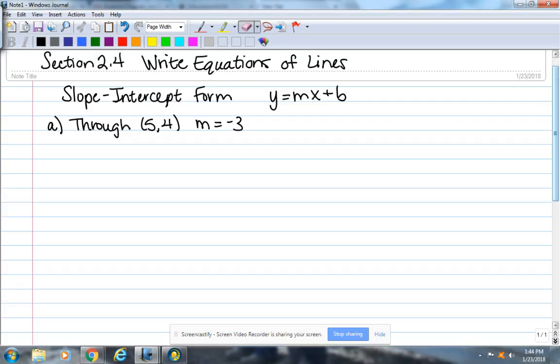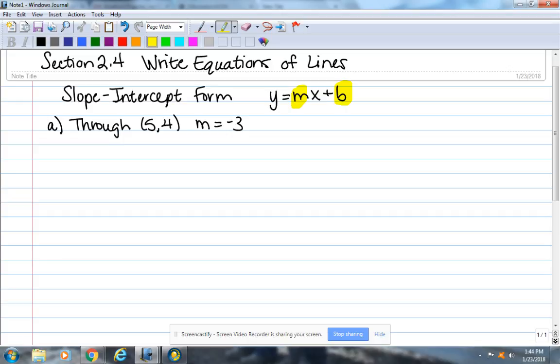So what is slope-intercept form? y equals mx plus b. And to write the equation of a line in slope-intercept form, you always need two things. You need m and you need b, right? You always need m and b. And if you have m and b, you can write your equation of a line.